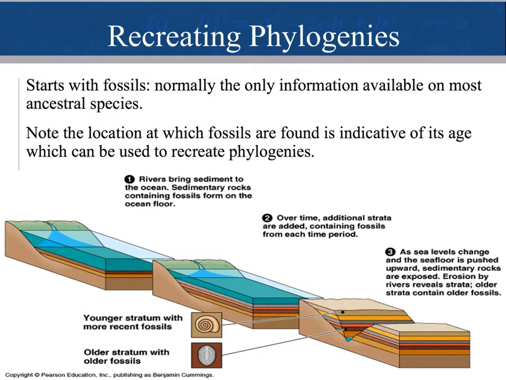So, how do we recreate phylogenies? We start with our unknown. We start with the fossil record. And pretty much that's the only way we'll get information on ancestral species unless they are still around today. And that is not going to be every single species. So, note, the deeper down in the soil layer the fossils are found, the older that fossil is. And then we can start building on there in terms of, okay, how long ago was this guy around before this guy came around, and this guy, and this guy, and this guy.